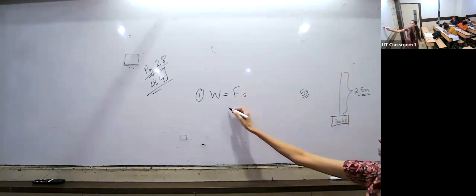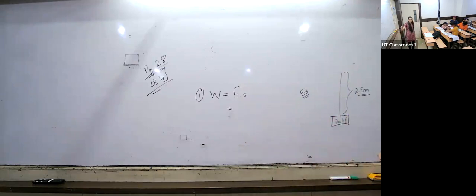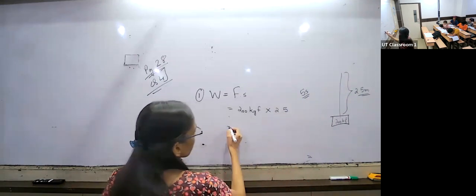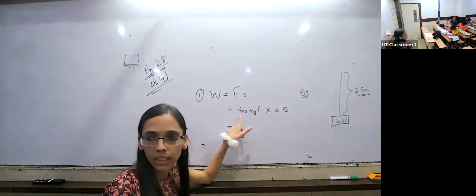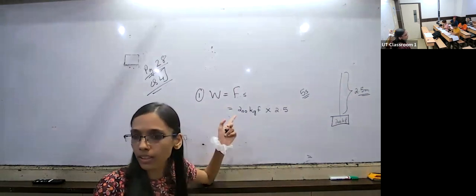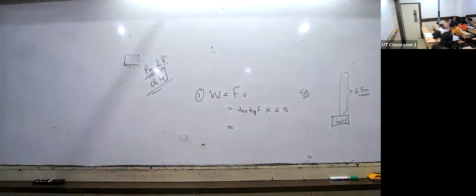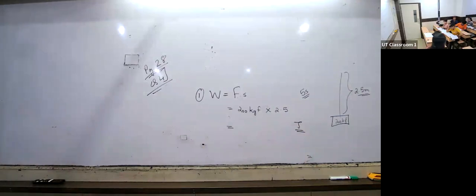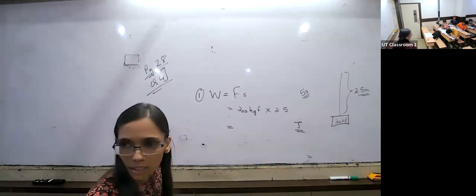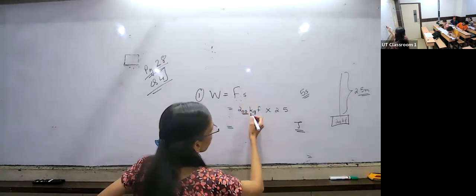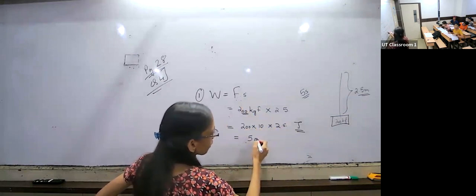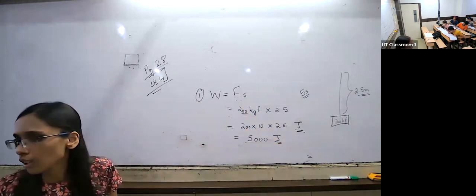What is the force? 200 kgf. Since we have it in kgf, we have to convert this. We have to get our answer in SI unit, which is joules. Yes, we convert it into newton. So what is the answer? We get 2000 newton because they have asked us to take g as 10. So again, mg, and my mass is 200 kilogram, into 10. So I get 200 into 10 multiplied by 2.5. 2.5 into 2 is what? 5. 5,000.